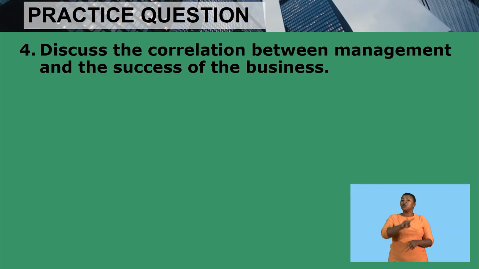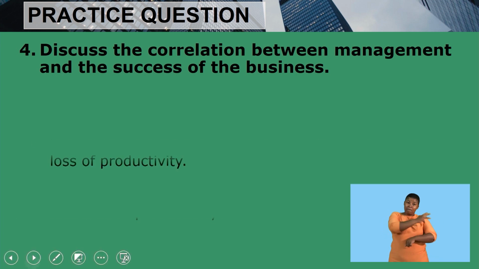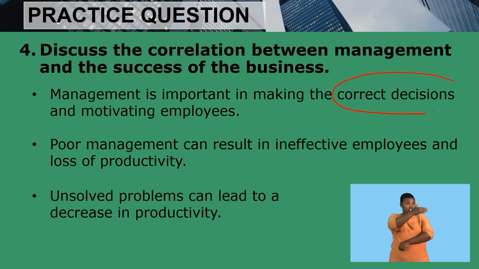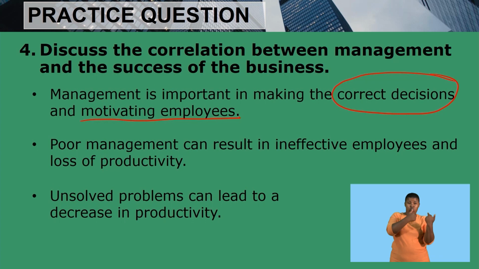Right, I see there's a numbering mistake there, but let's continue. This is question 4 then. Discuss the correlation between management and the success of the business. So remember, this refers to good or poor management. So remember, management is important in making correct decisions. So they determine the direction of the business, and they must make decisions that steer the business in the right direction. And it is their responsibility that the employees are also motivated to reach certain goals.